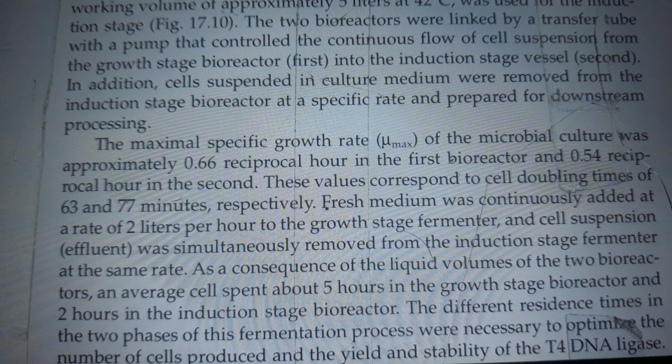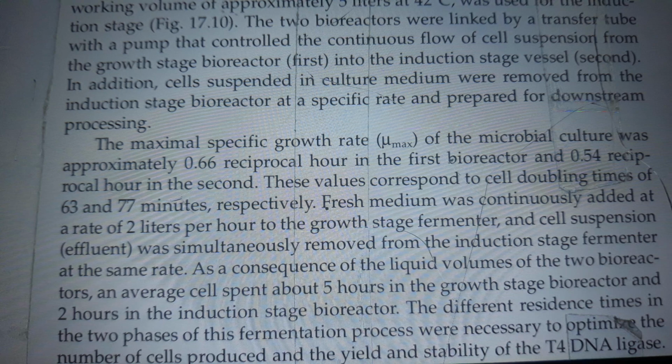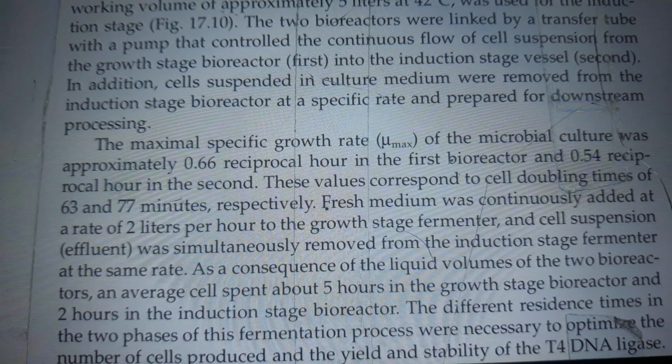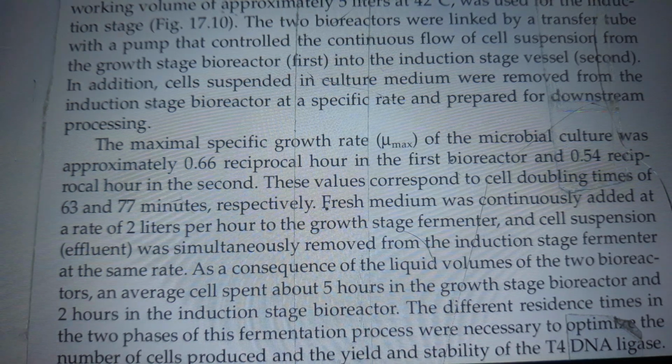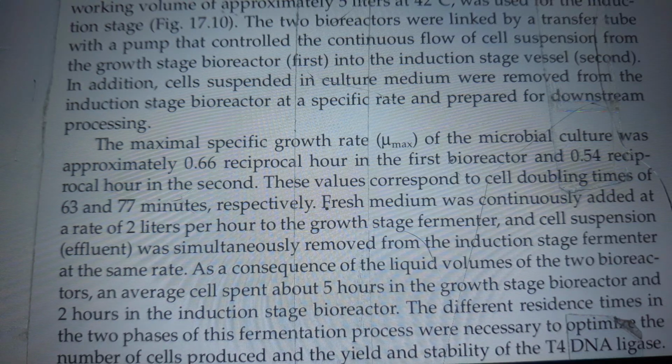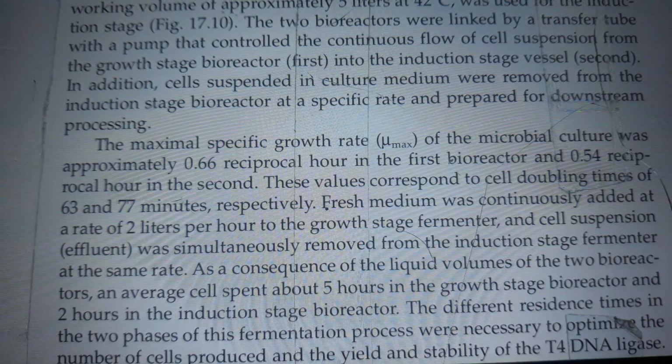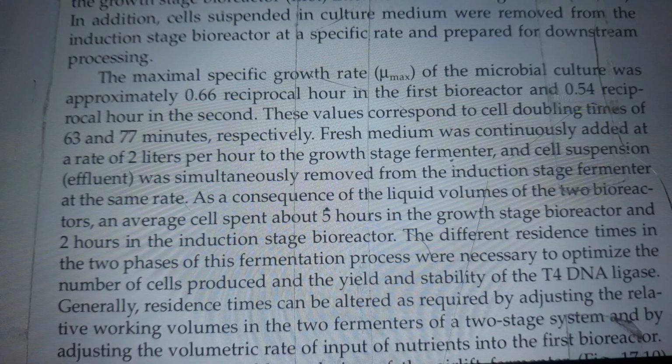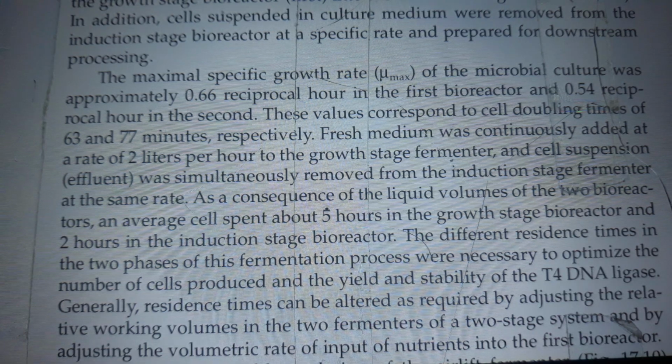The growth stage was carried out at 30 degrees centigrade in an external loop airlift bioreactor that had a 10-liter working volume. The T4-DNA ligase gene was not expressed under these conditions. A second external loop airlift bioreactor with a working volume of approximately 5 liters at 42 degrees centigrade was used for the induction stage. The two bioreactors were linked by a transfer tube with a pump that controlled the continuous flow of cell suspension from the growth stage bioreactor first into the induction stage vessel second. In addition, cells suspended in culture medium were removed from the induction stage bioreactor at a specific rate and prepared for downstream processing.